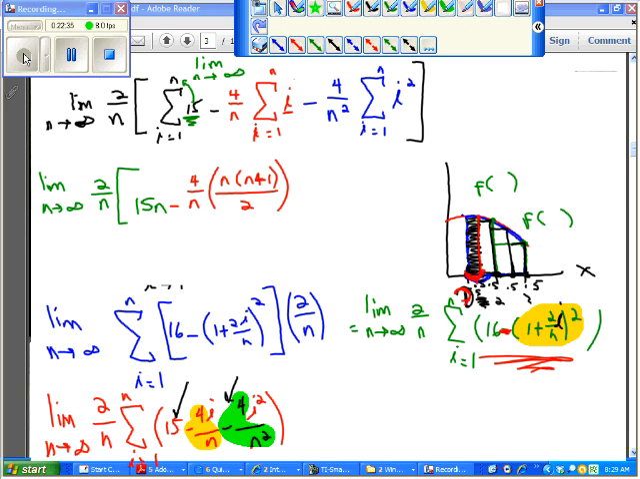Minus 4 over n squared times the summation of i squared, which is n times n plus 1 times 2n plus 1 over 6. And we would need to close that. And then we would need to close our bracket. Okay?